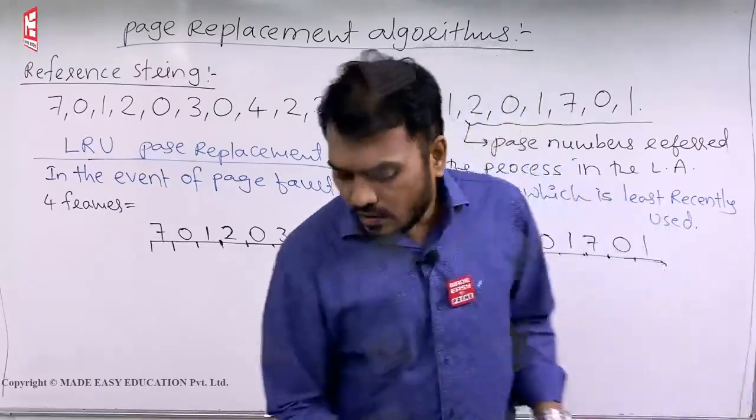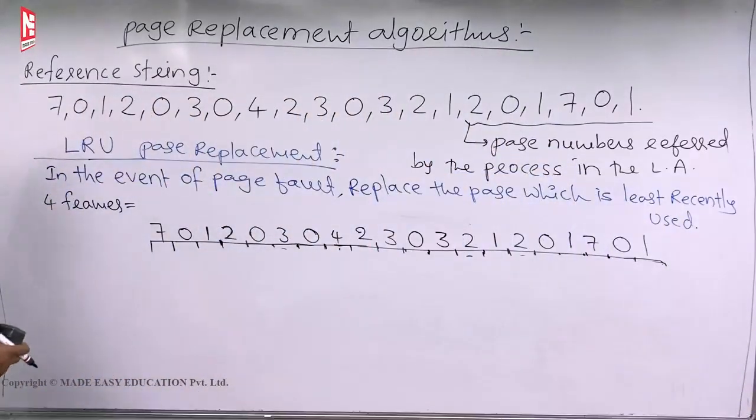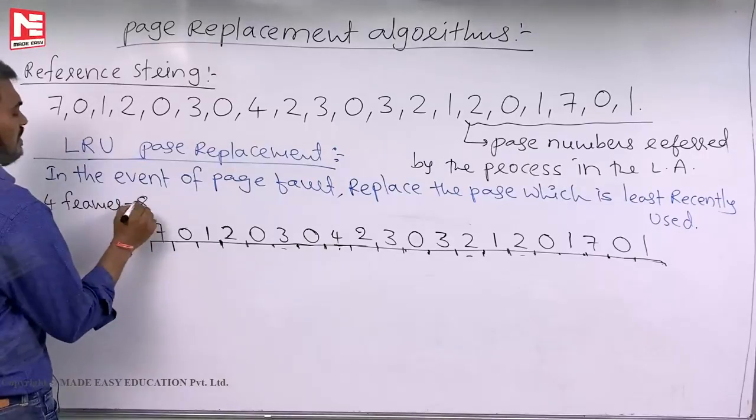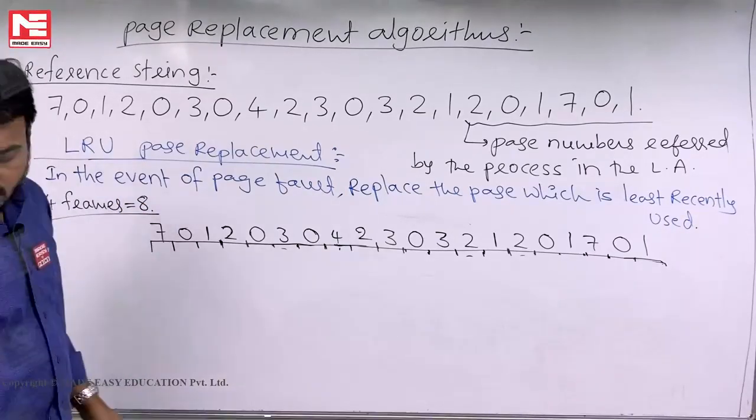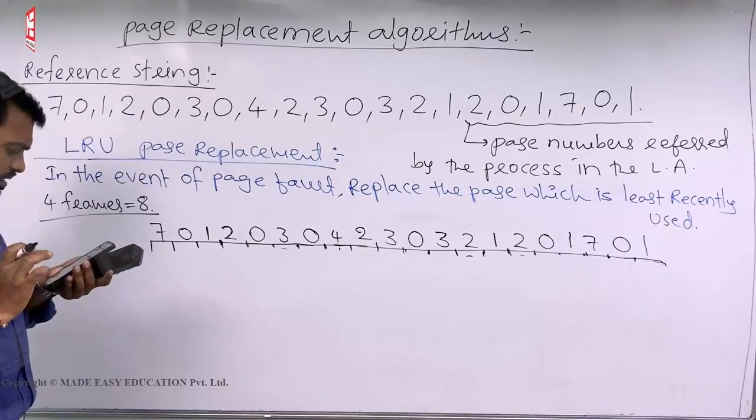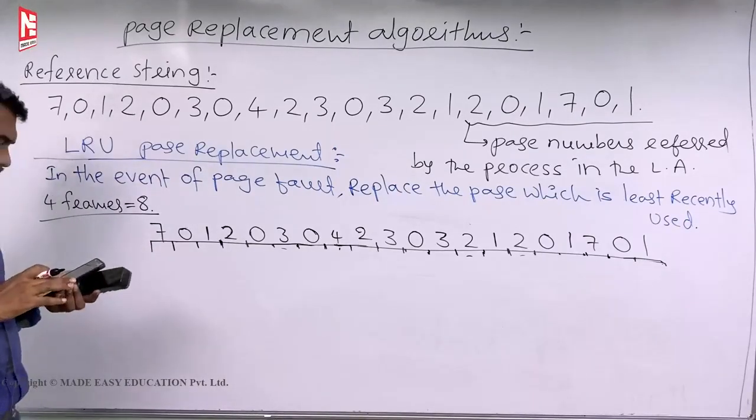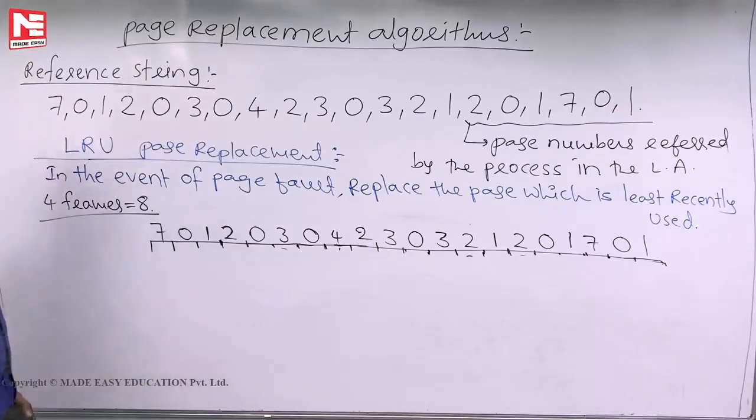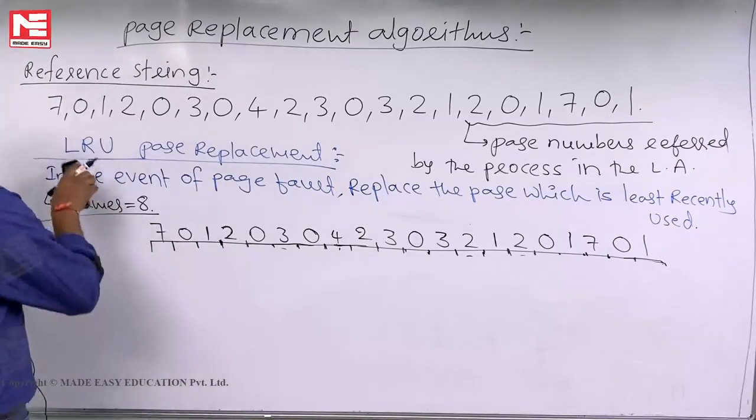Okay, so I'm revealing the answer. With 4 frames, the right answer is 8. You should get 8 with 4 frames. So I'm just checking the answer. Right, with 4 frames you should get 8 as the answer. Please try to solve that. So that is about LRU page replacement.